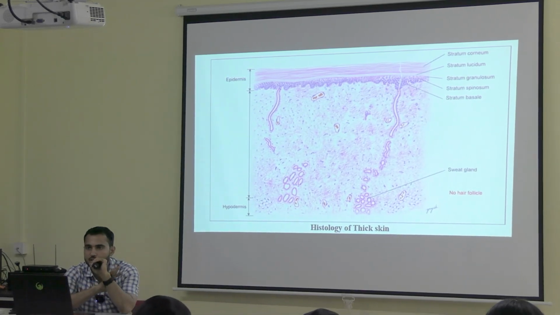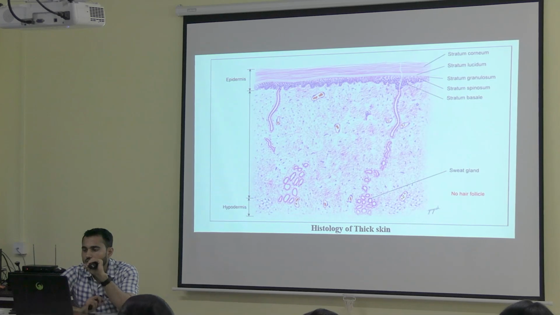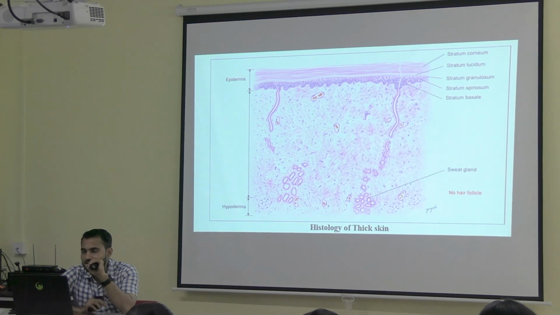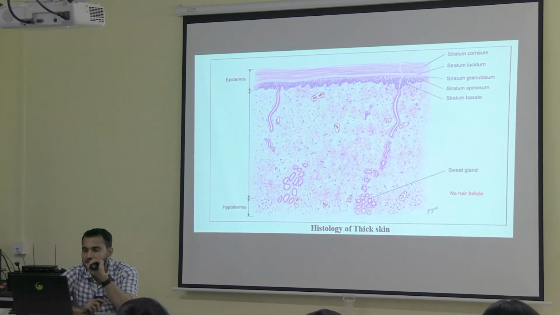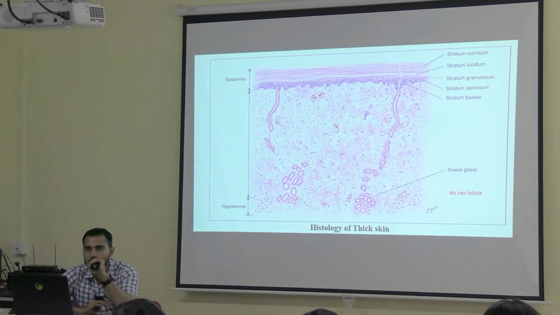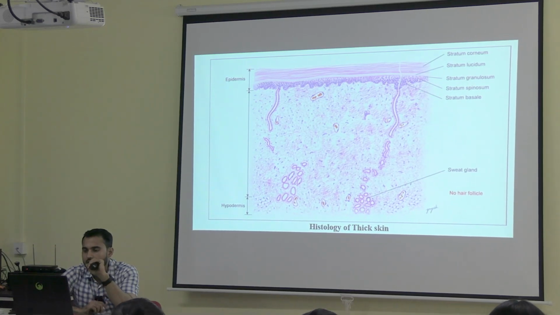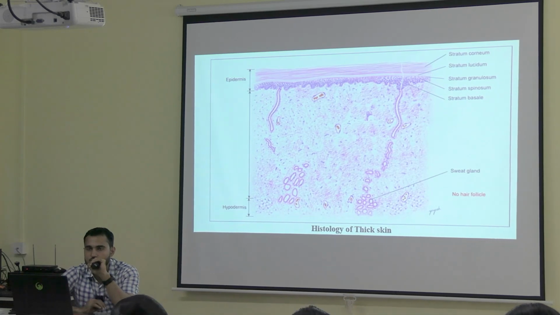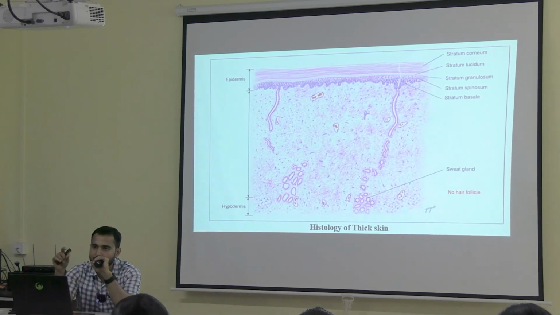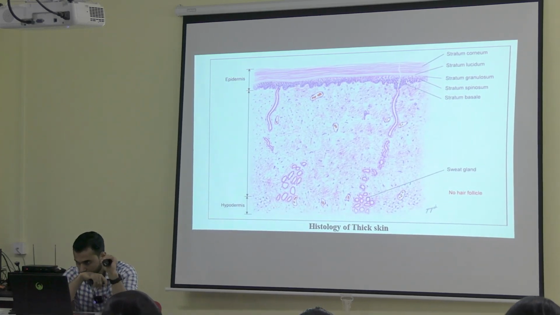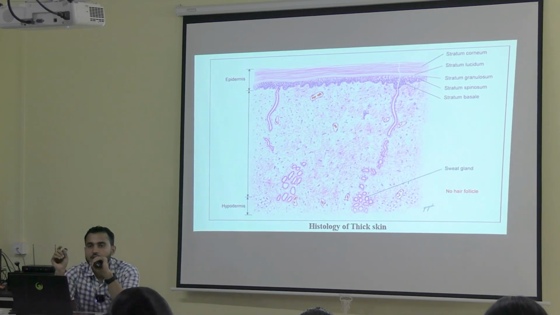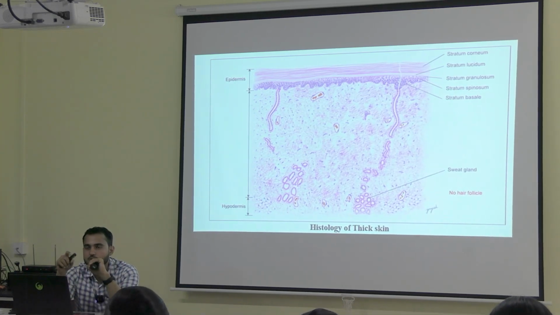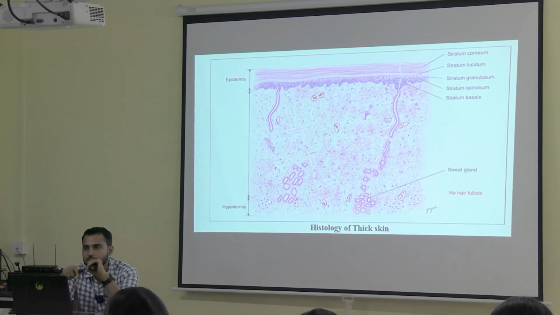Not even a single nucleus is present. Okay, non-nucleated. These are flat, scale-like cells, dead cells, and cellular organelles are also not present. Okay, now these particular cells are filled by keratin filaments. So keratin protein, from there keratin filaments are formed, and those keratin filaments are present in this particular layer.